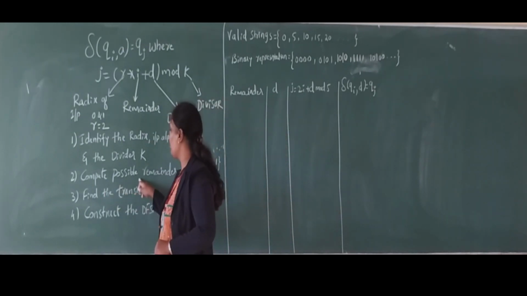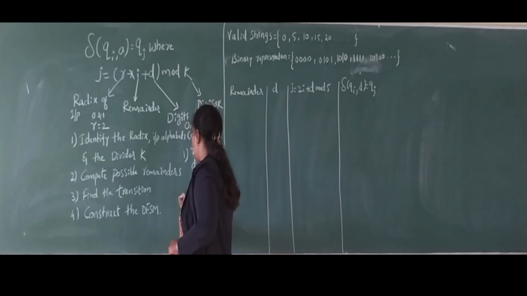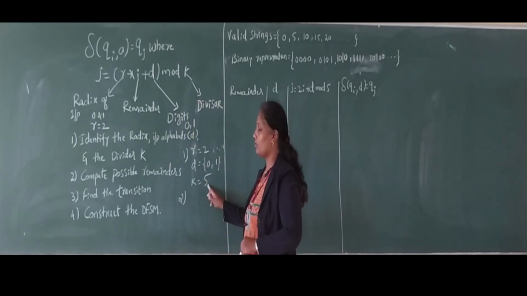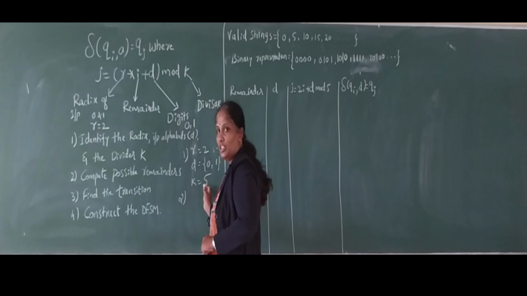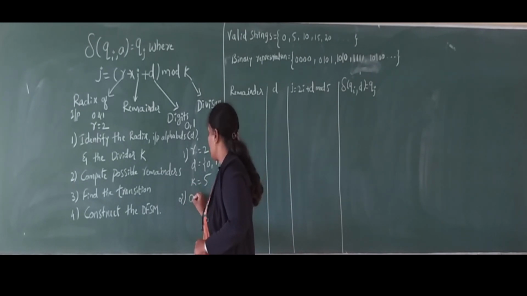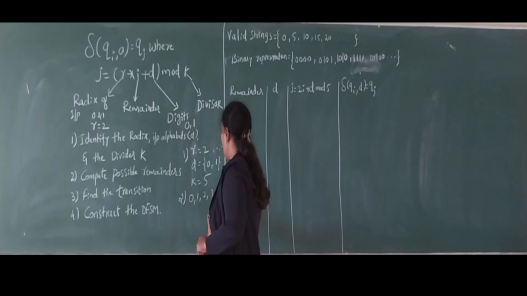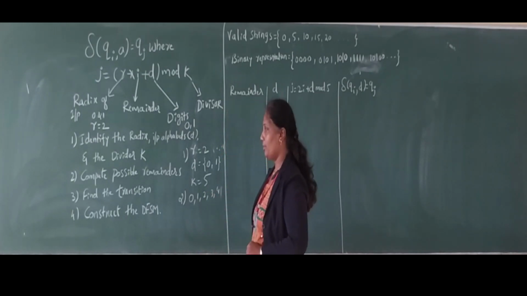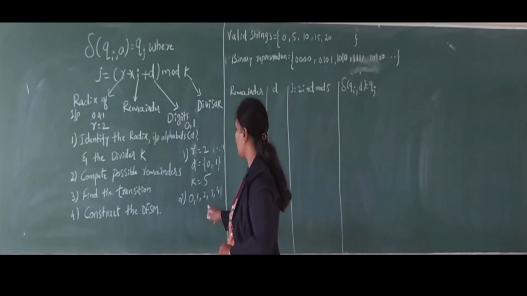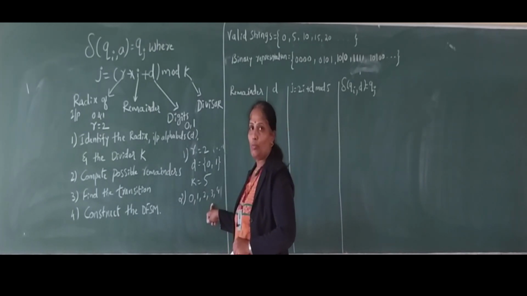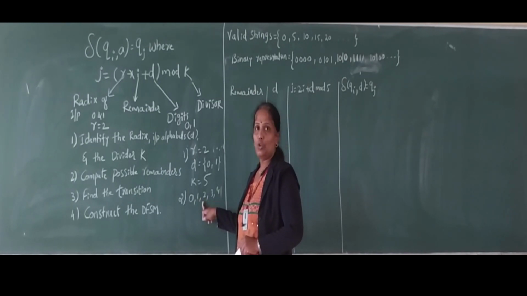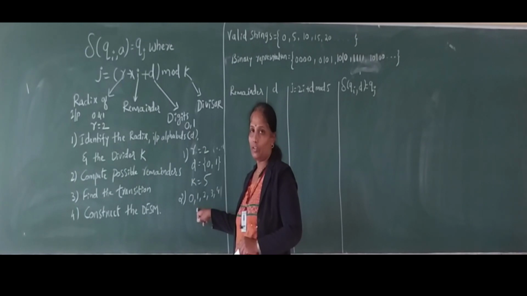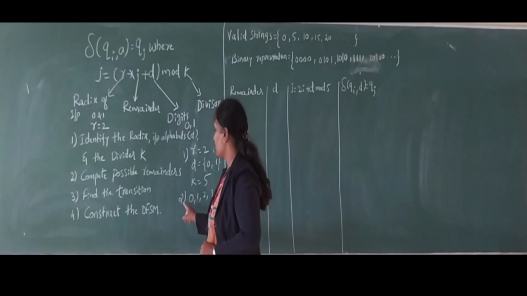After that you should find out the possible remainders. That is the second step. The possible remainders for 5 are 0, 1, 2, 3 and 4. The numbers which come before this are the possible remainders. Next, if they ask you to find 0 modulo 3, what remainders do you get? 0, 1, 2. If they ask you to find 0 modulo 2, you will get remainders 0, 1, and so on. So the second step is over.